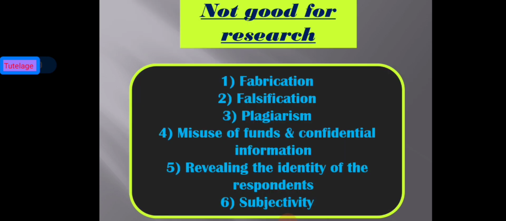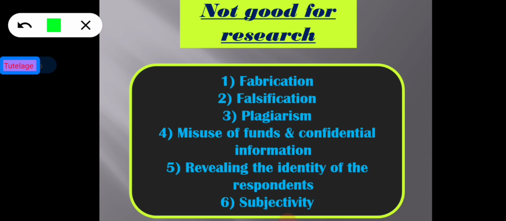Now we have to discuss what is not good for research, that is, what should not be done by students. Fabrication, falsification, plagiarism, etc. should be avoided in research, and these three are considered to be violations of research ethics.